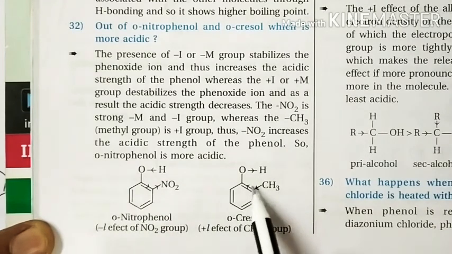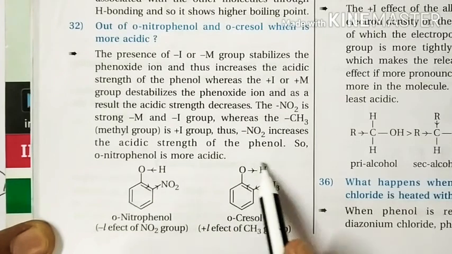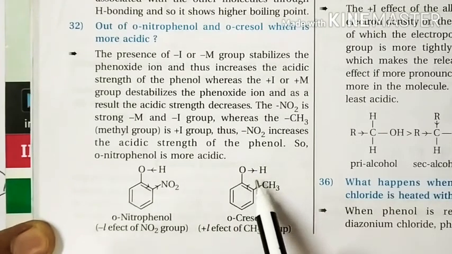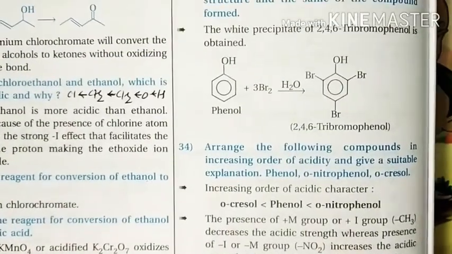But methyl is a donating group due to hyperconjugation, so it increases the electron density over the H. So H is not that much partially positive in nature, which means that orthocresol is less acidic than orthonitrophenol. Next one, what is given?